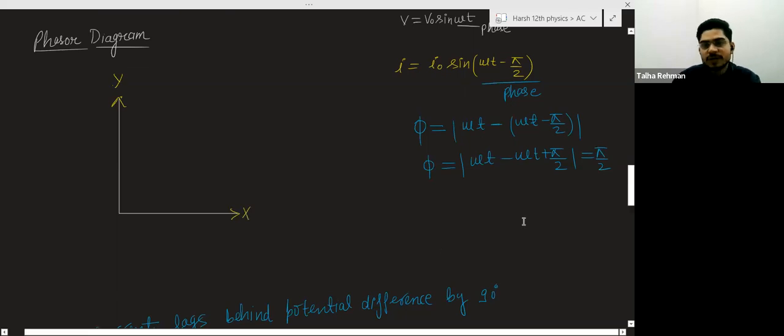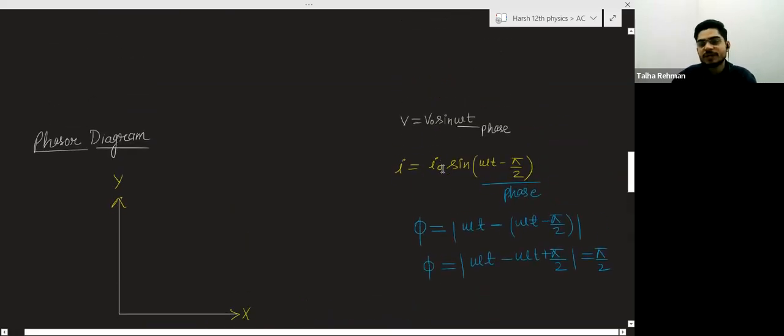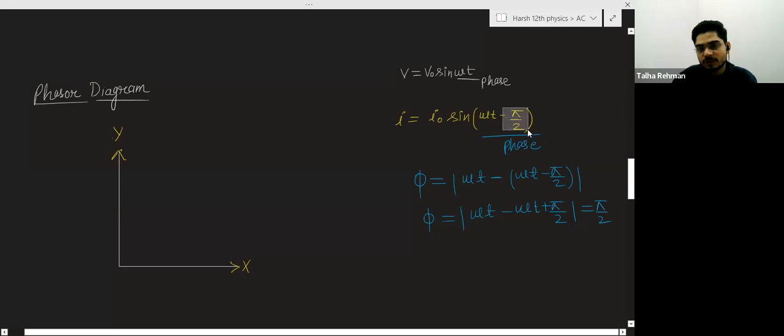The equation of the voltage is V equals V naught sin omega t. The equation of the current is I equals I naught sin(omega t minus pi by 2). I have written it in terms of pi by 2 because pi by 2 is 90 degrees, and the phase difference is pi by 2. So first we will draw the phasor of the voltage.